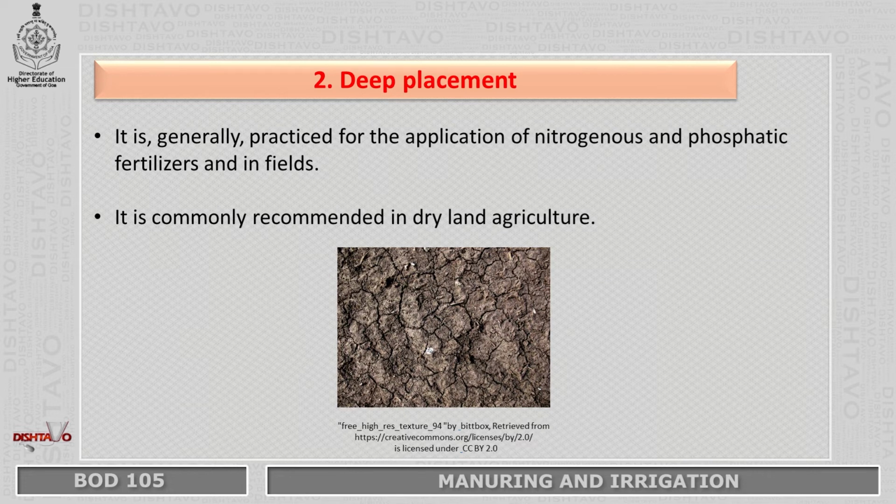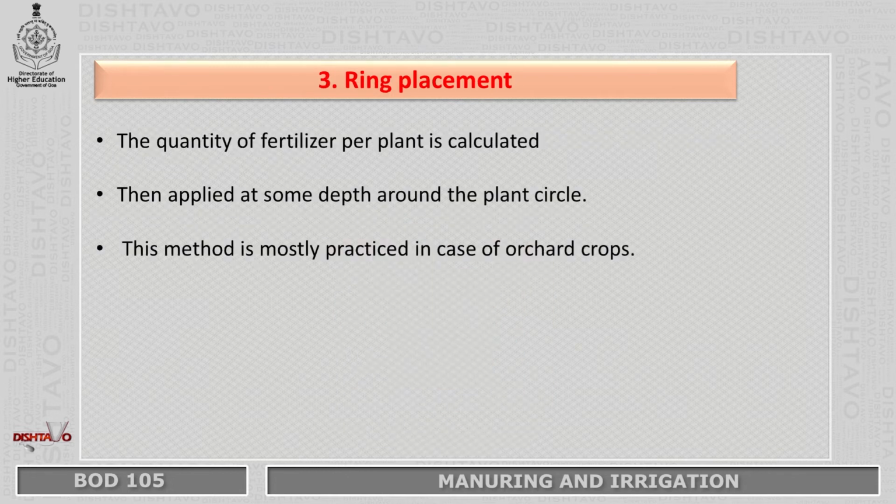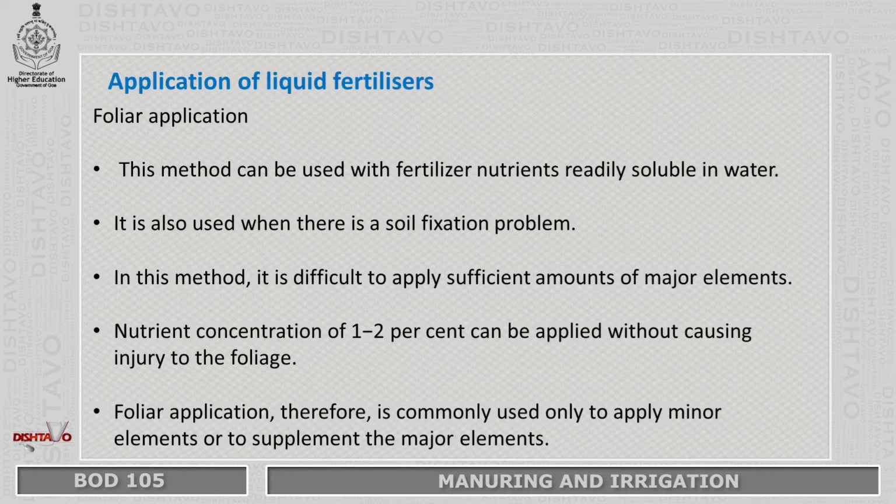This deep placement is commonly recommended in dry land agriculture. You can see in the picture a piece of dry land, and this deep placement can be used for this. Third, ring placement. The quality of fertilizer and the quantity of fertilizer per plant is calculated, then applied at some depth around the plant in a circular manner. This method is mostly practiced in case of orchard crops.